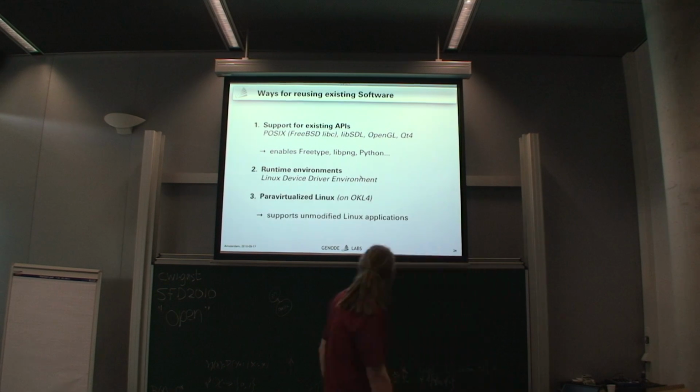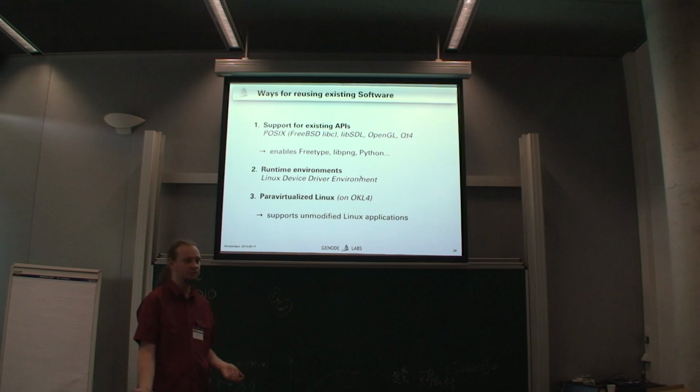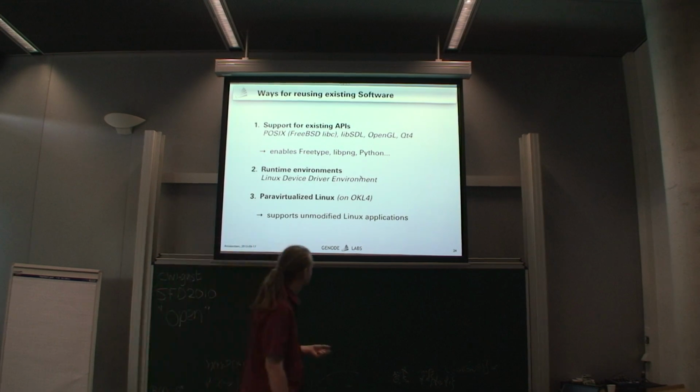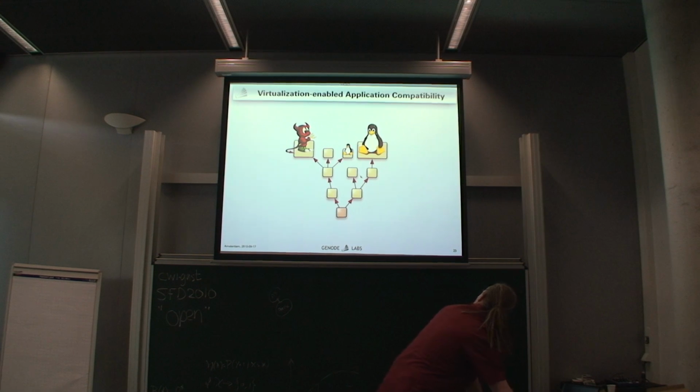And the third approach is to use virtualization, of course. If you want to reuse existing applications in their normal environment, we can use a para-virtualized Linux based on the OKL4 kernel, or running on the OKL4 kernel. And this solution allows us to reuse unmodified binary compatible Linux applications as well. And yeah, I will demonstrate it in a minute.